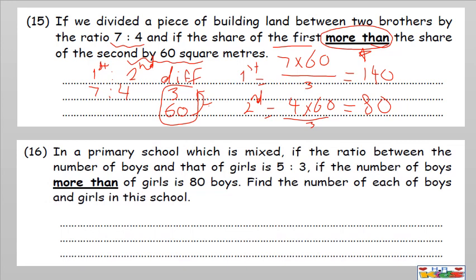Question number 16. In a primary school which is mixed, if the ratio between the number of boys and that of girls is 5 to 3. The ratio between boys and girls is 5 to 3.